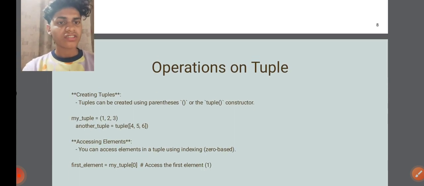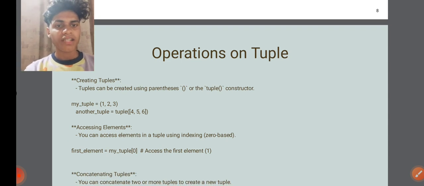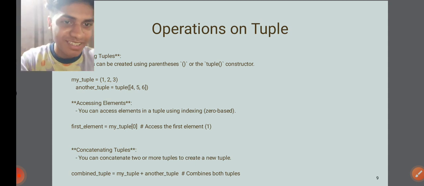Operations on tuple. Creating tuple. Tuples can be created using parentheses or the tuple constructor. my_tuple = (1, 2, 3) will create a tuple. Another tuple equals tuple((4, 5, 6)). Accessing elements. You can access elements in a tuple using 0-based indexing. first_element = my_tuple[0] will access the element.